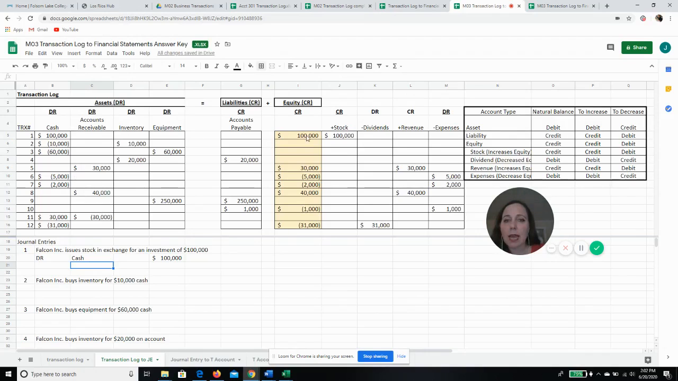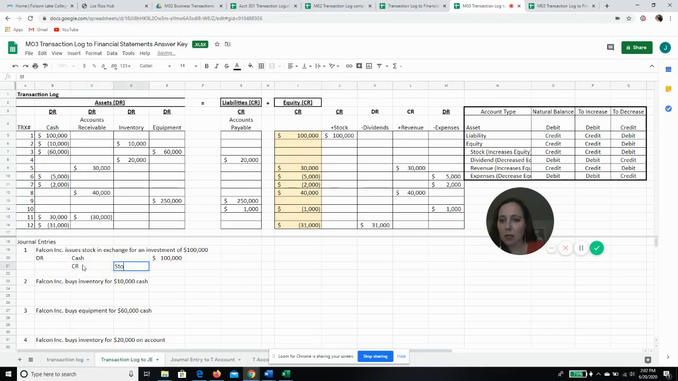The other thing I did with this transaction is I increased stock. So I go to my stock on my chart, and if I want to increase stock, I need to credit. So I'm going to credit stock for 100,000. Now I checked, do my debits equal my credits? They do. That's a good sign, and I'm ready to move on to the next transaction.